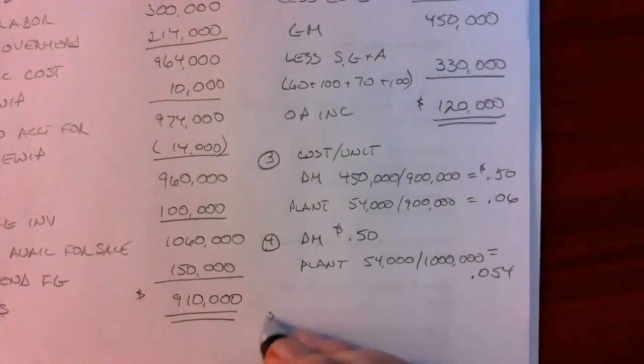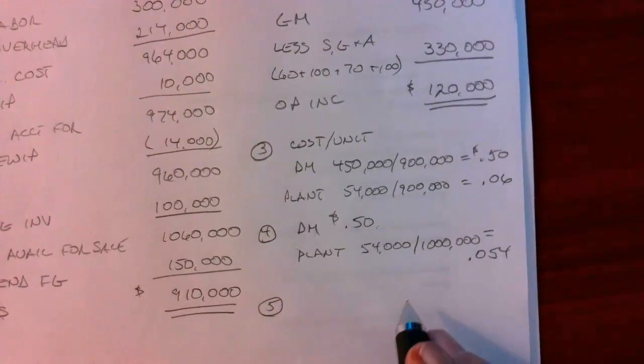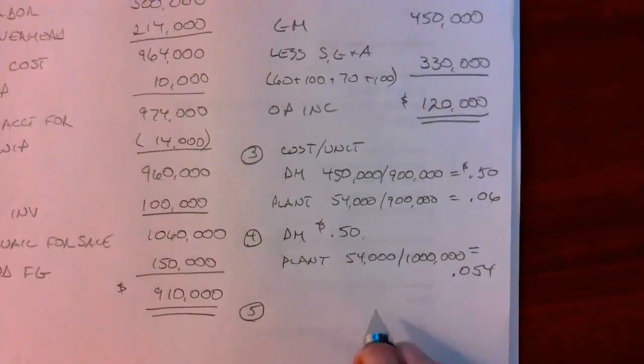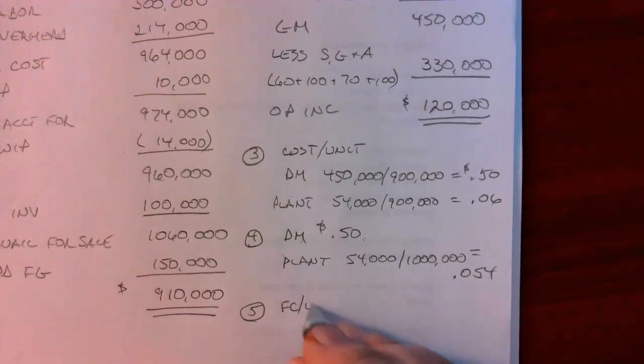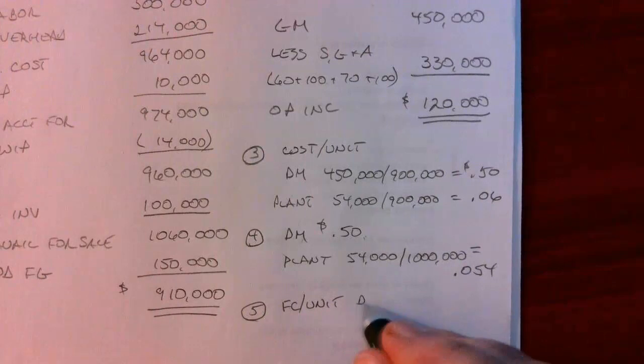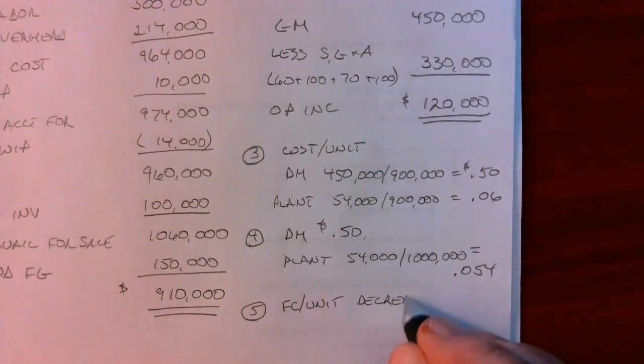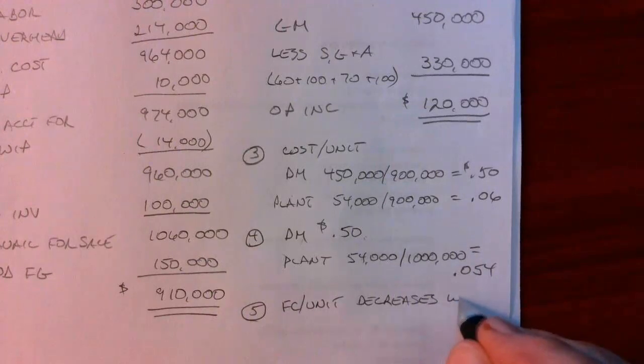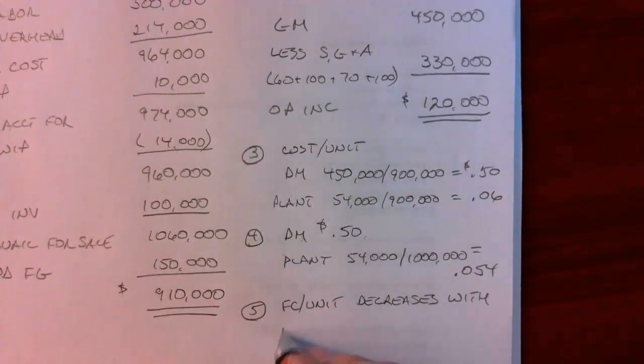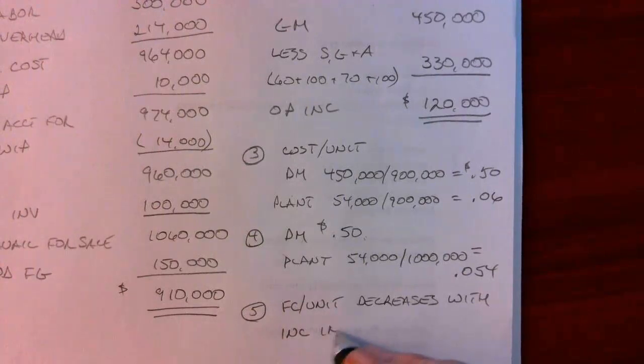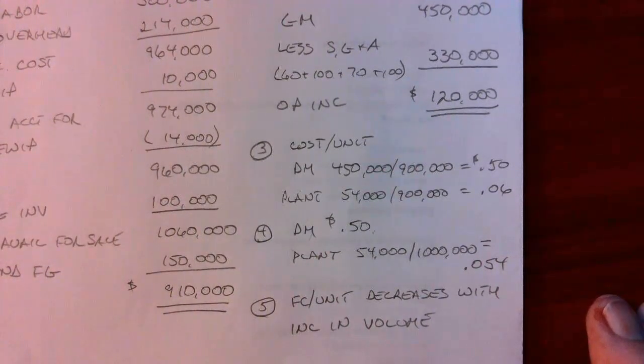And then the last question says, well, what would you tell management? And just to keep it simple, what I said was that fixed cost per unit decreases with increases in volume. Okay, so that's it. And if you can do all these problems, you'll be in great shape for that first piece. My hands are a mess. Alrighty, okay. This is pretty long.